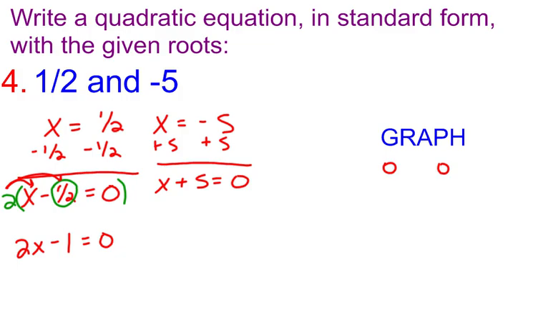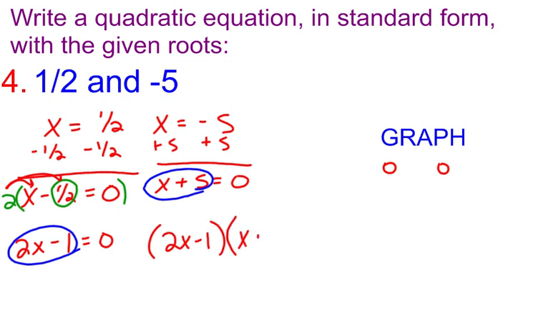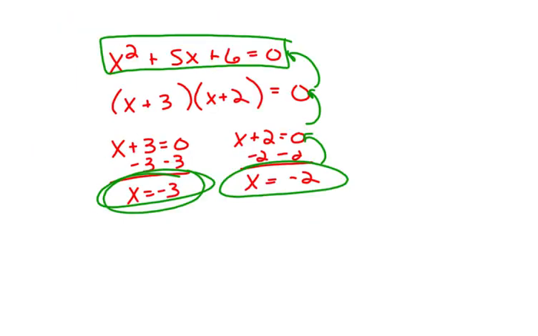So now what we do is we take these two pieces right here that equal 0, and those would be our factors. So it'd be 2x minus 1 times x plus 5 equals 0. If you want to look back on this problem we did here, notice this went there, that went there. So same idea.